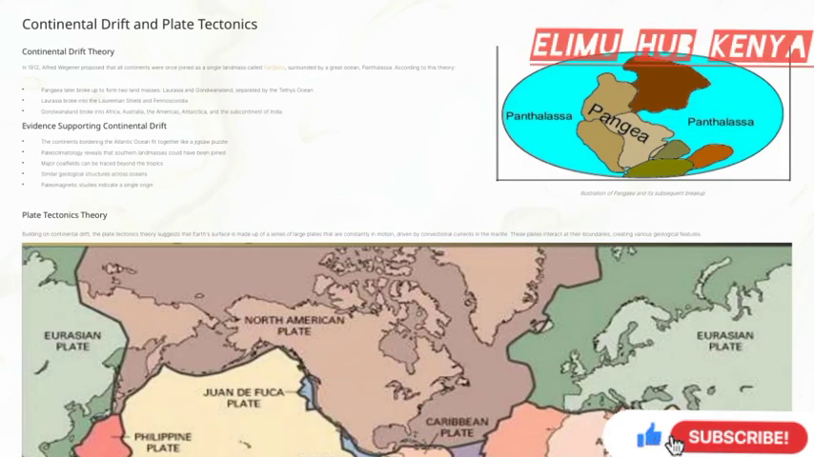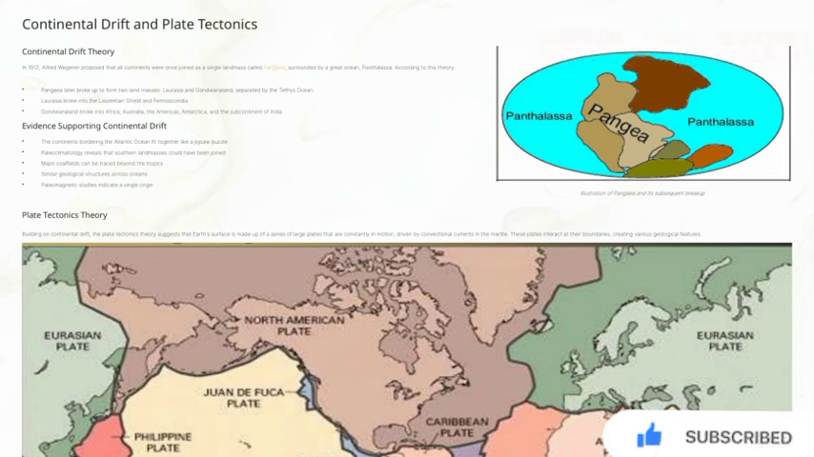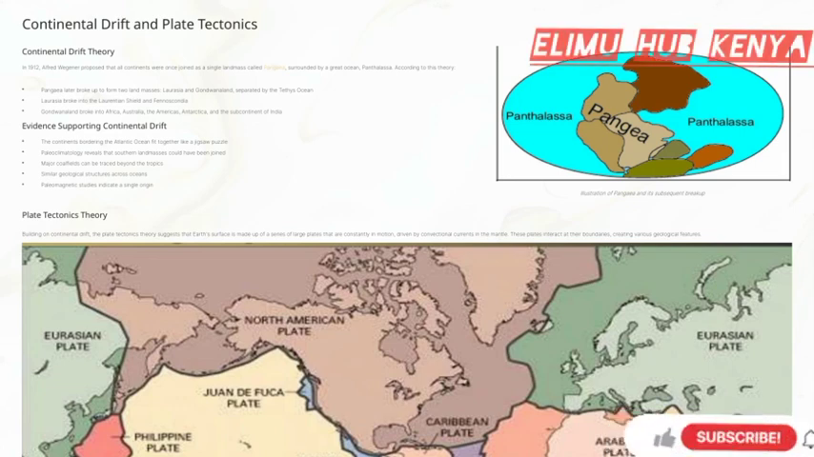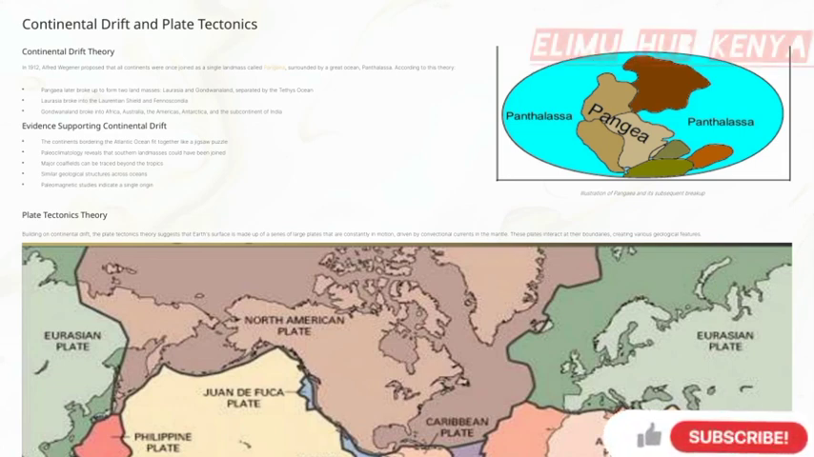Now, let's explore the concepts of continental drift and plate tectonics. In 1912, Alfred Wegener proposed a groundbreaking idea that all the continents we see today were once joined together in a supercontinent called Pangaea. Imagine Pangaea as a massive landmass surrounded by a vast ocean called Panthalassa.